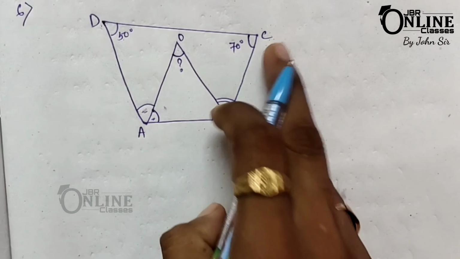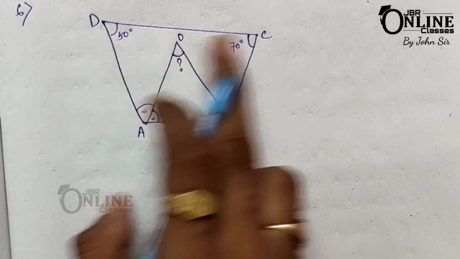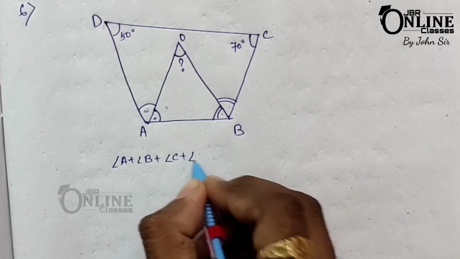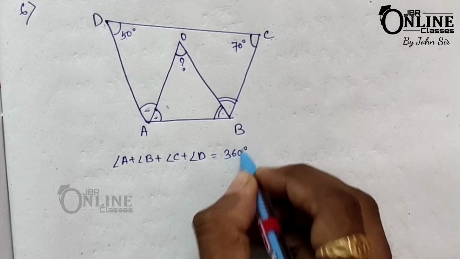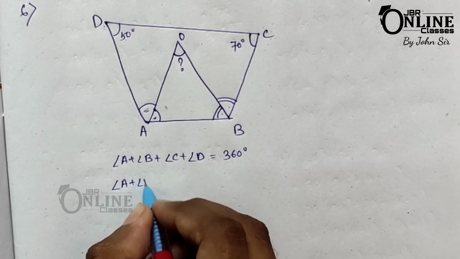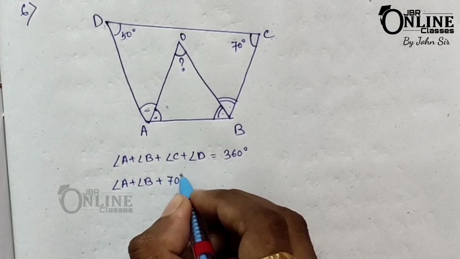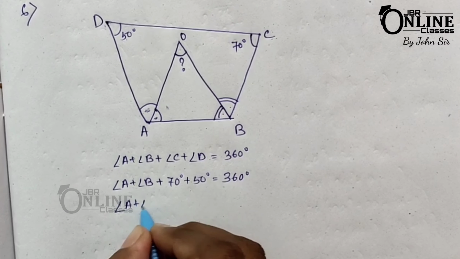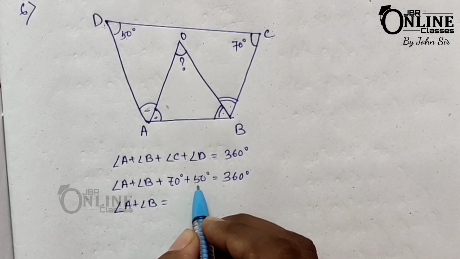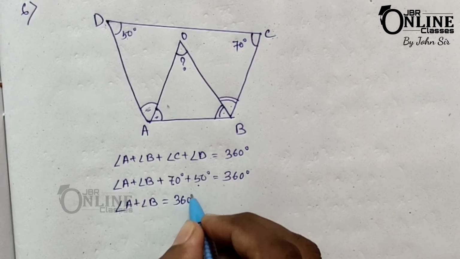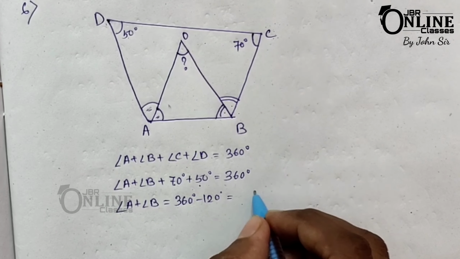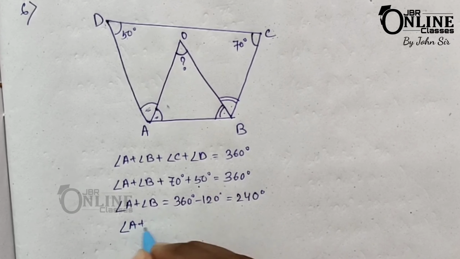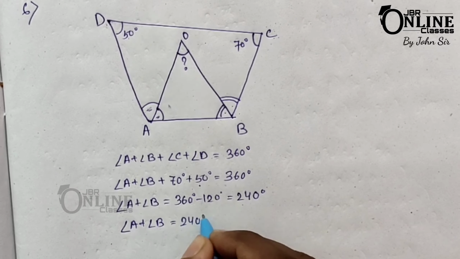Now as A, B, C, D are the 4 angles of this quadrilateral, angle A plus angle B plus angle C plus angle D equals 360 degrees. So here angle A plus angle B, now value of angle C is 70, value of angle D is 50, so that equals 360. So angle A plus angle B, now 70 plus 50 equals 120, so 360 minus 120 equals 240 degrees. So that means angle A plus angle B equals 240 degrees.